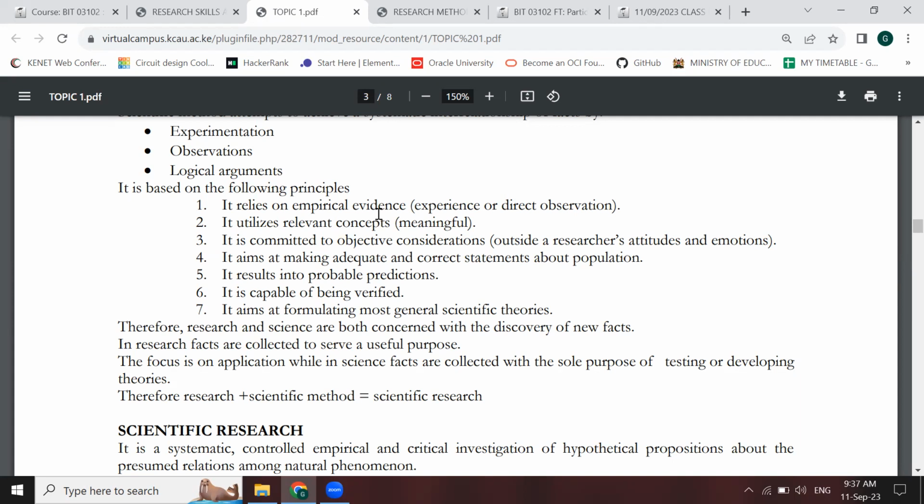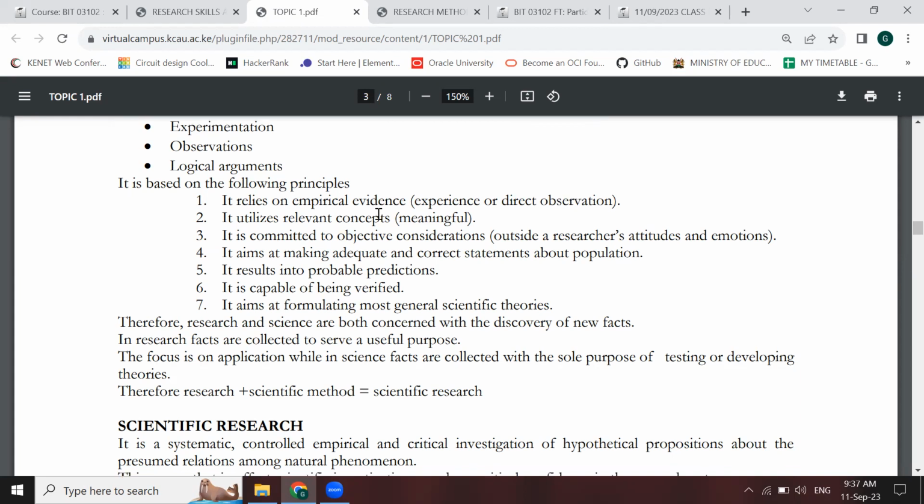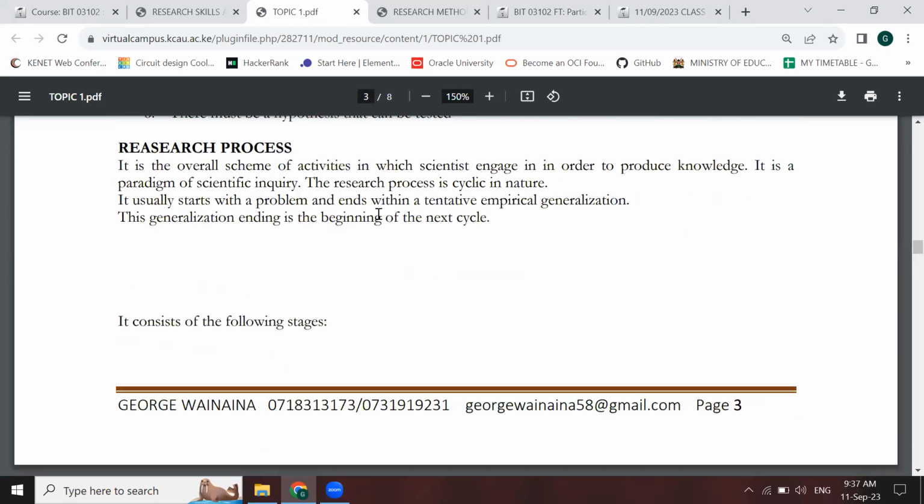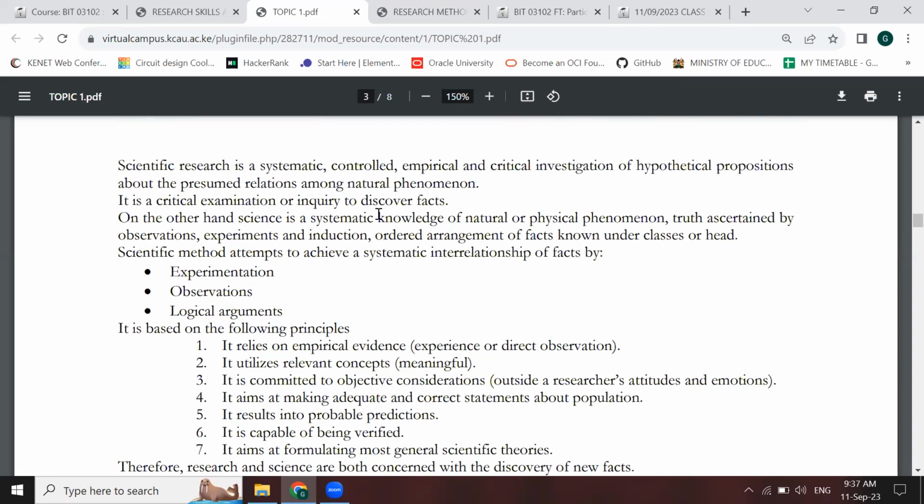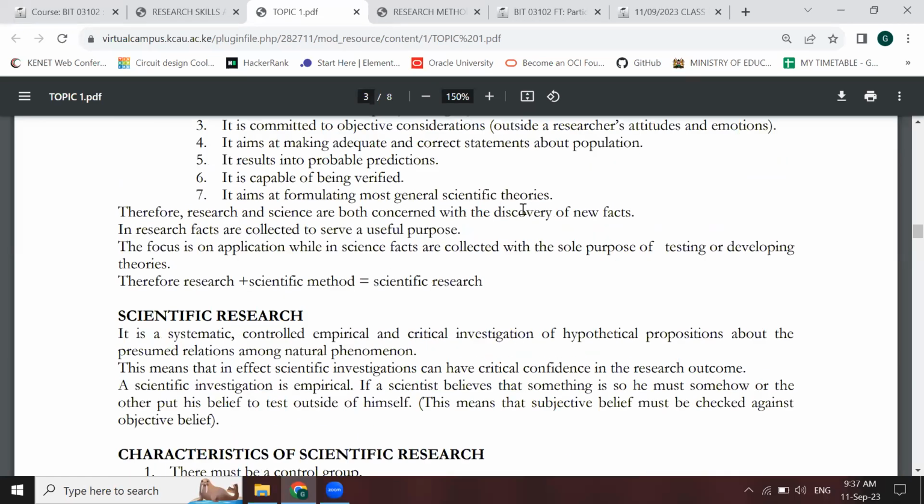So that's a summary of what we have said. Allow me to summarize by saying that we have checked on research. Why do we need to conduct research, research methodology? We have also checked scientific research and some characteristics of it. It must be problem driven. I've talked about it, and I've also checked on descriptive, exploratory, and explanatory research.